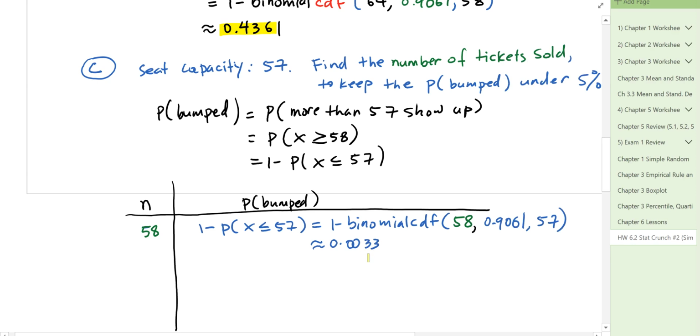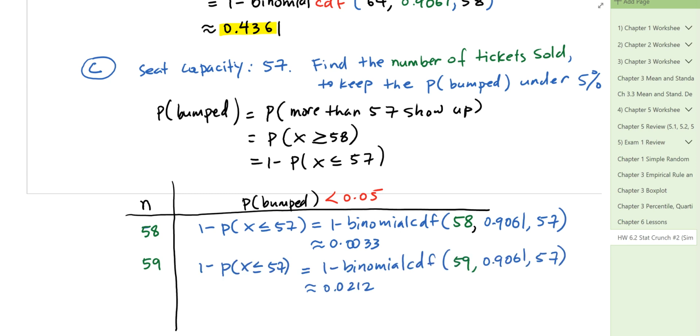This one is still under 5%. Well, we'll see if I get 59, still under 5%. My goal is to find an n such that this will be under 5%, or 0.05, right? So what if I change it to 59? If I sell 59 tickets, the probability of a bump is equal to 1 minus binomial CDF, changing the 58 to 59. If you write it down, you'll get a probability of 0.0212. Note that I'm just trying different n here, until I find the biggest number that's under 5%.